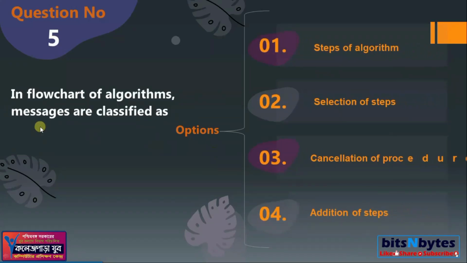Question 5. In flowchart of algorithms, messages are classified as 1. Steps of algorithm. 2. Selection of steps. 3. Cancellation of procedures. 4. Addition of steps. Answer: steps of algorithm.